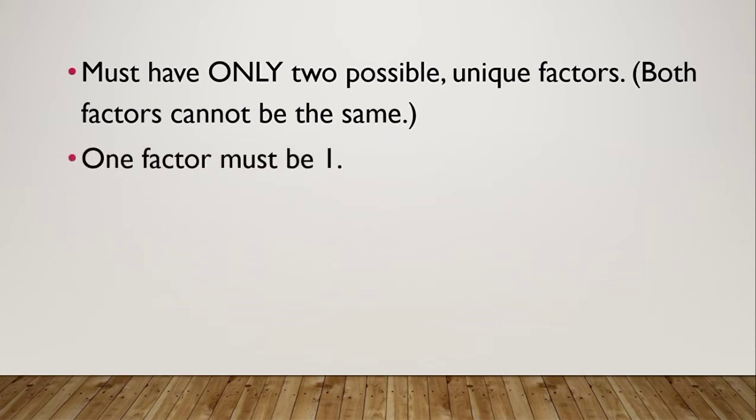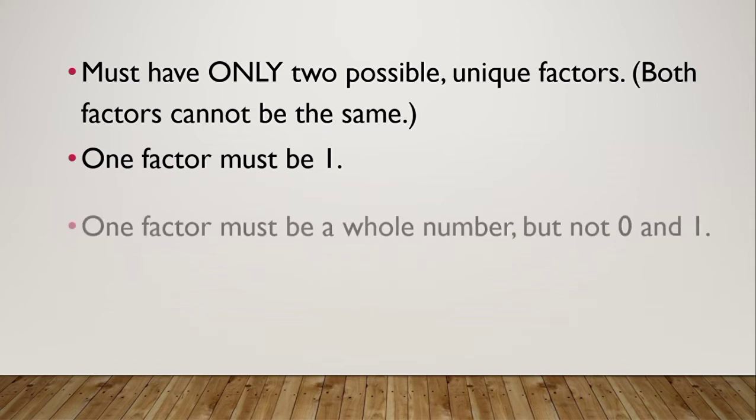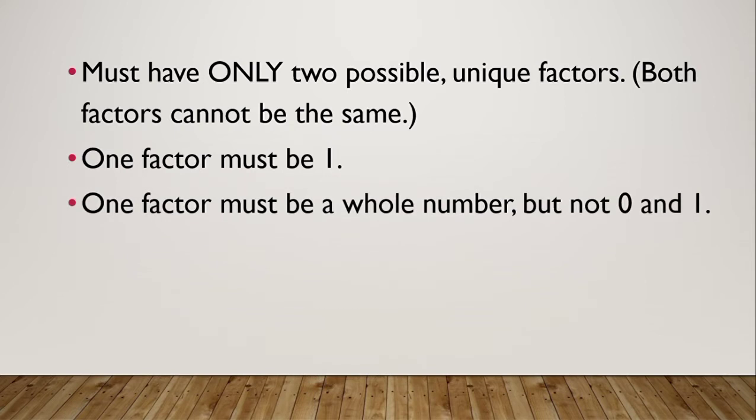Next, in a prime number, one factor must be 1. Always bear in mind that the first factor of a number is 1 and the other factor must be a whole number but not 0 and 1.